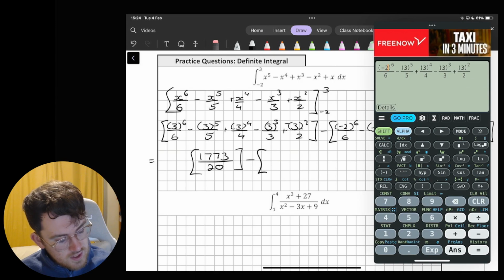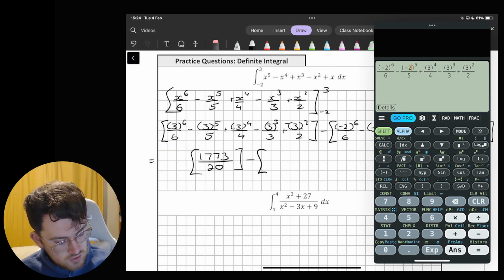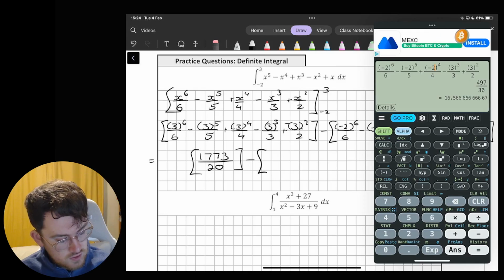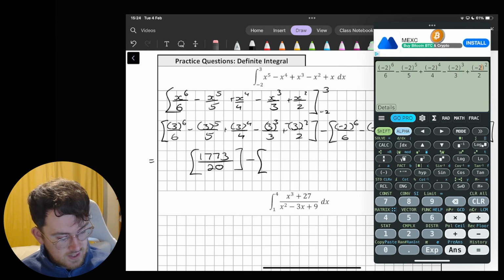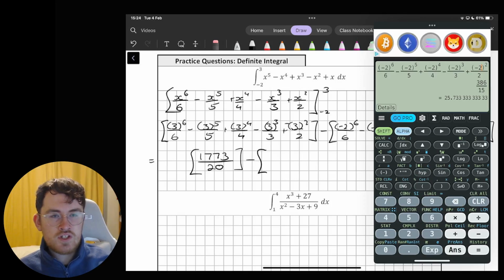Just being careful here now, because I'm filling in a minus 2 or a negative 2, so I have to be careful, because I know straight away that if I'm not using brackets, my calculator may give me an incorrect answer here. So we just have to be very, very careful with the results from my calculator here.